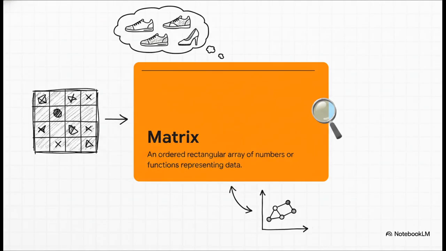So what is a matrix, really? Think of it simply as an incredibly organized grid that tames complex math. The numbers or functions sitting inside that grid are called its elements, or entries.